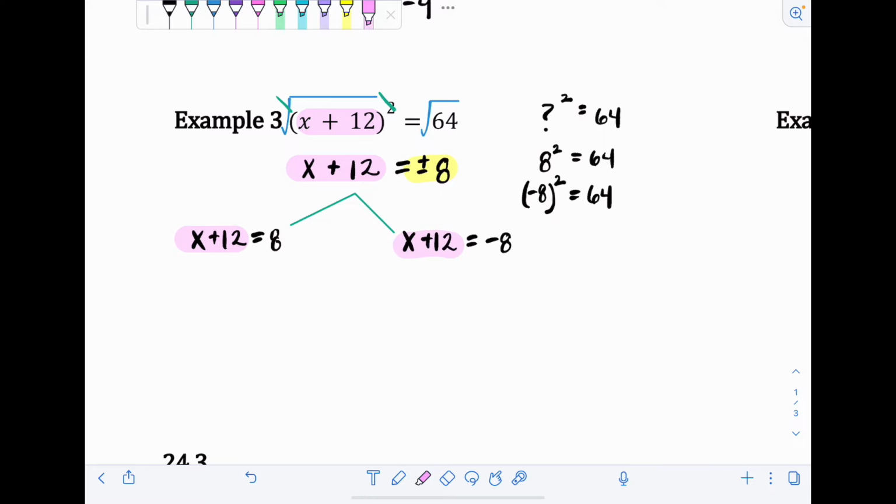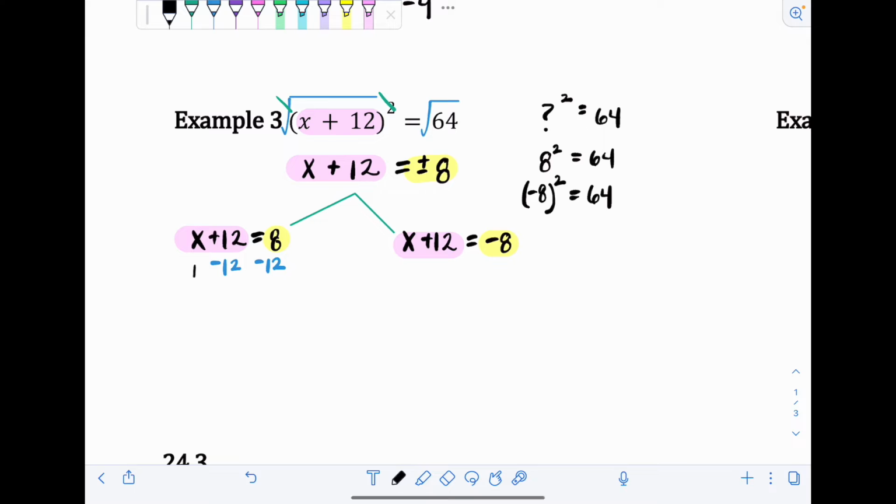One thing that's really important to notice is that the x + 12 doesn't change at all. It's just the 8: one is an 8 and one is a negative 8. That's the only difference between the two equations. Now we take each equation and solve them separately. We have to cancel out the 12 that's being added to x to get x by itself, so we subtract 12 over.